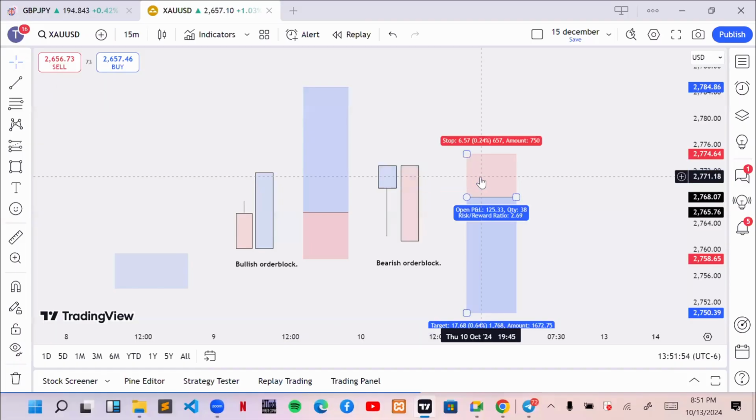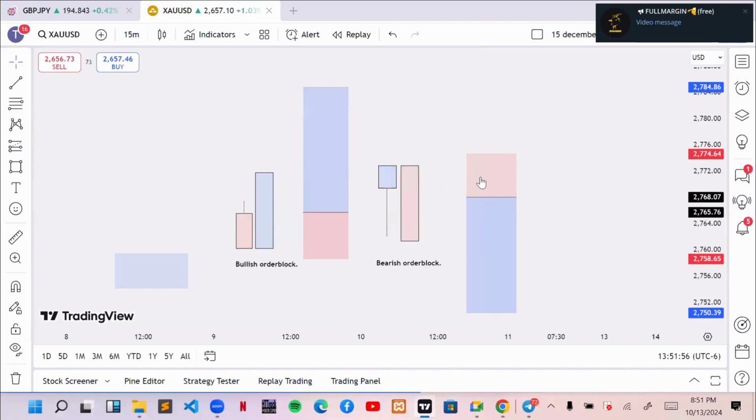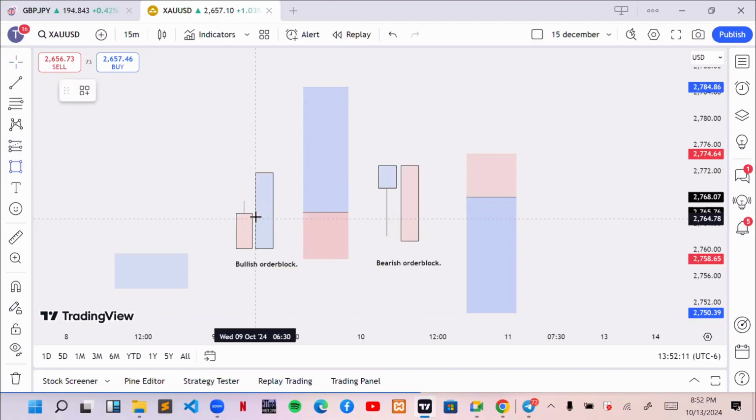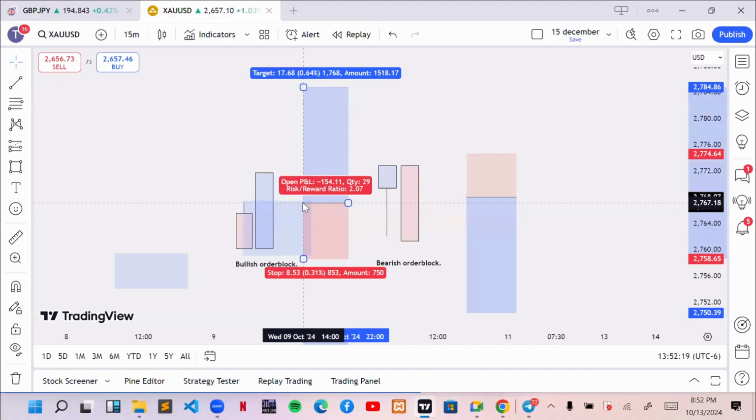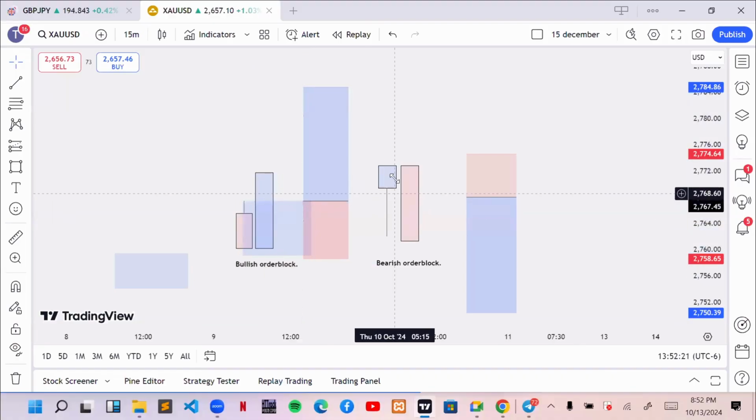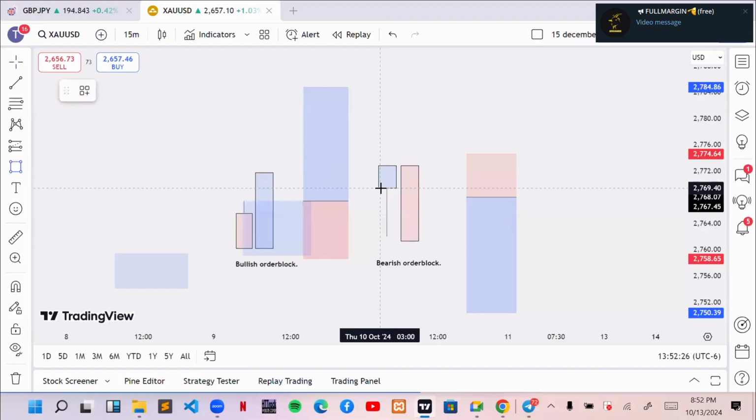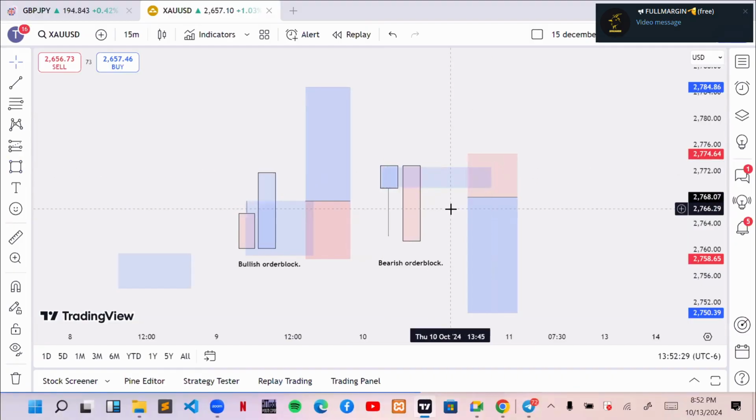So pay attention. If the wick of the order block is smaller and shorter than the body of the order block, you pick your entry from the wick. But if the wick of the order block is longer than the body, pick your entry from the body. For example, in this particular order block, the wick is shorter than the body, so you pick your entry from the wick right here. But in this scenario, the wick of this order block is way longer than the body, so you pick your entry from the body of this order block right here.